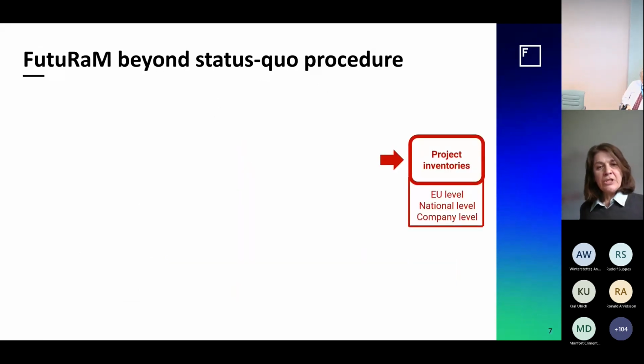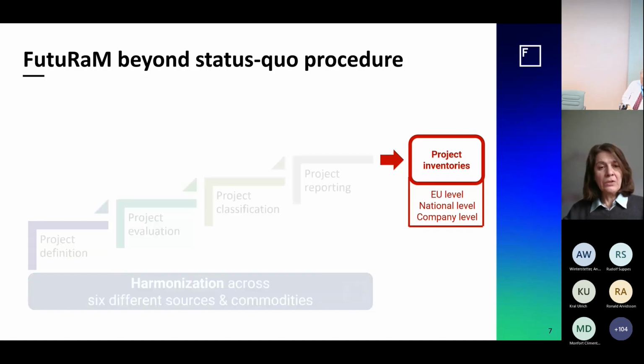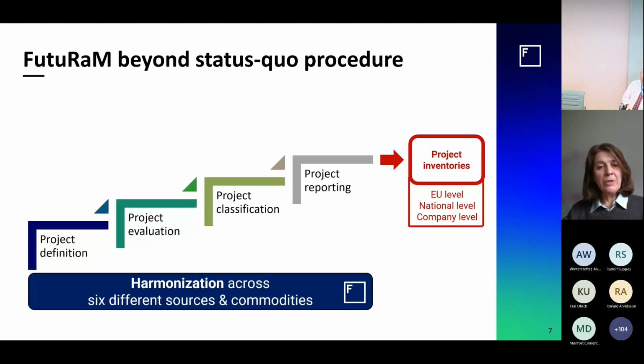We heard that the project inventory is what we want to get. We want to have that not only on the company level, but also on the national level and the European level. And we heard the different case studies which showed that it is possible to apply UNFC, but the point is how to do that. We want to make it in a harmonized procedure and show how it works across these 6 different sources and commodities. And, as already said, we have to define the project to see what the aim is, what we want to achieve, and who is involved in that.